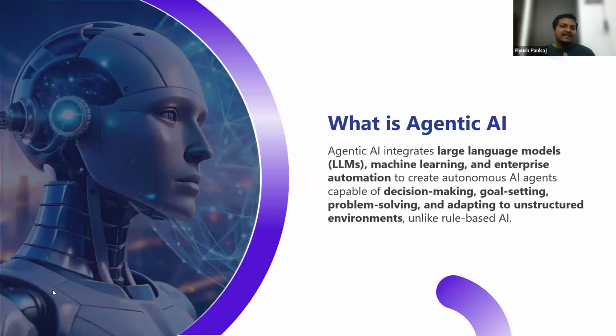What is agentic AI? In agentic AI, basically we try to create AI agents. An AI agent is going to integrate LLMs. It could integrate machine learning, enterprise automation, anything. In short, it is going to use an LLM as a brain, but it is going to have tools along with it. Generative AI does not have external tools, but in agentic AI, we can implement external tools. Tools are going to be the hands and legs of an agent.